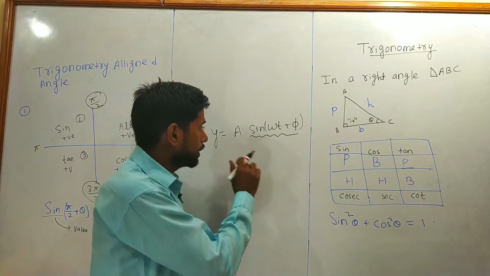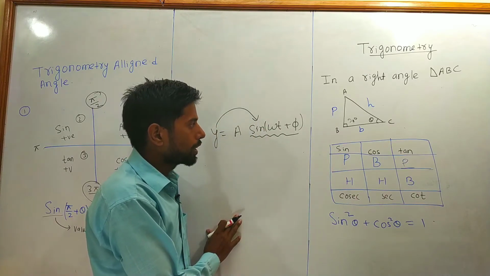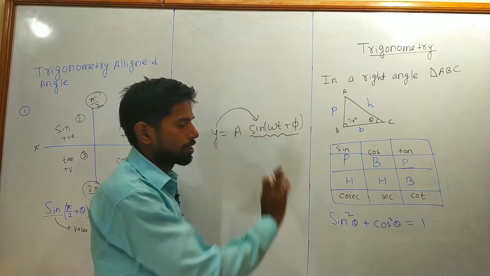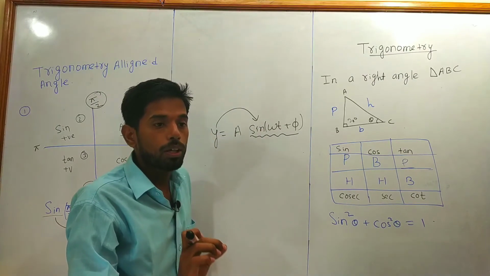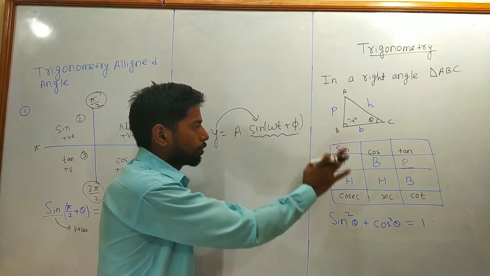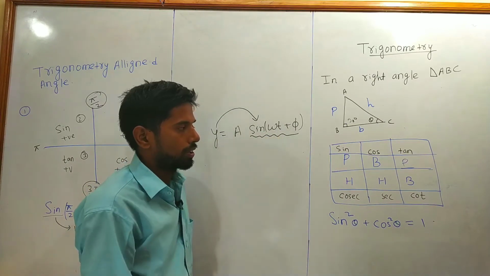But you see here, there is a trigonometrical relation. So we have to understand the concept behind this relation. We have to understand the trigonometrical function, the behavior of the trigonometrical function, and the concept behind it.